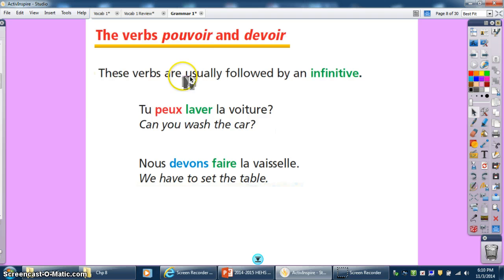So we said these verbs are usually followed by an infinitive. Tu peux laver la voiture. Can you wash the car? Or nous devons faire la vaisselle. We have to set the table.